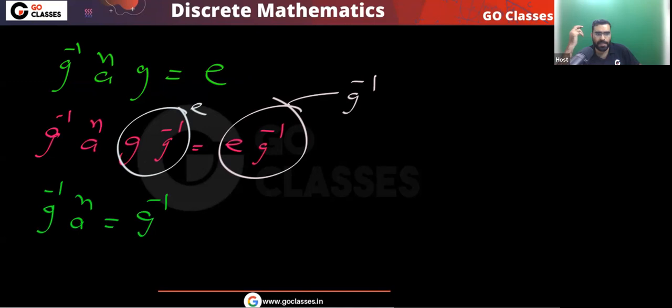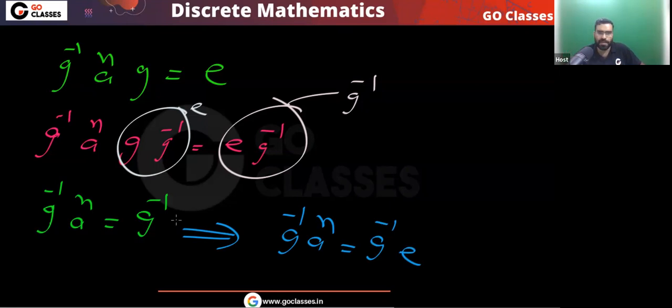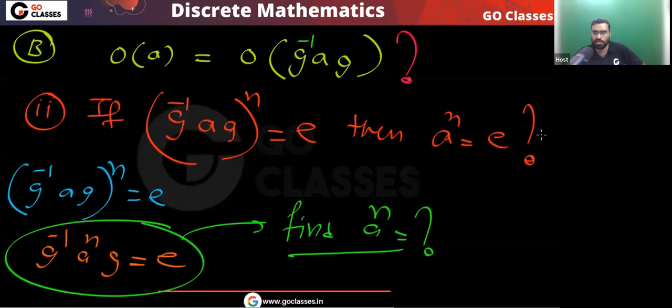Now what can you do? You can multiply with G on both sides. Or you can simply write it like this: G inverse A power n is equal to G inverse identity element. In a group, can I do left cancellation? Yes, I can do left cancellation. So I can cancel this with this. From here I got A power n equal to the identity element. Isn't it interesting? Very simple. So this is what we have done, and this is also yes.